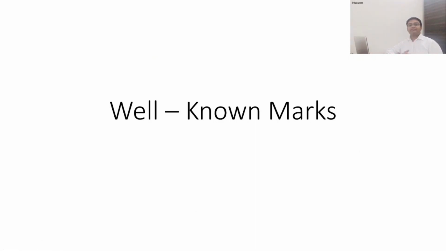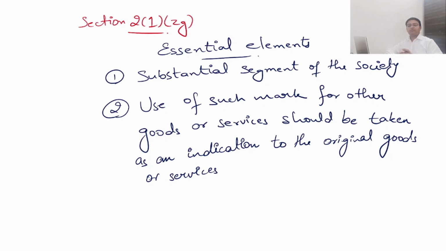So today let's discuss well-known marks which are enshrined under section 21ZG of the Trademarks Act 1999. There are certain essential elements defined under 21ZG that make a mark well known. The first and foremost element is that it should be known to the substantial segment of the society. So a substantial segment of the society should associate with that mark, should know that mark.